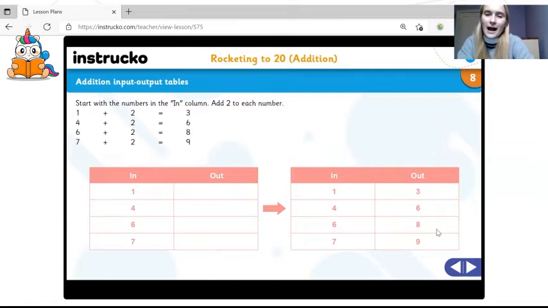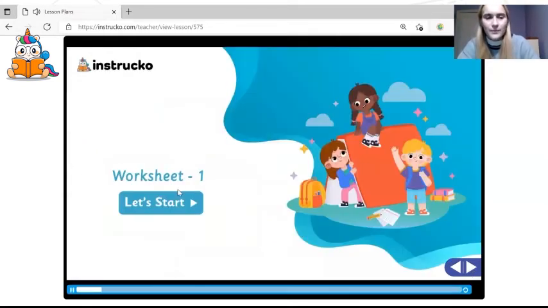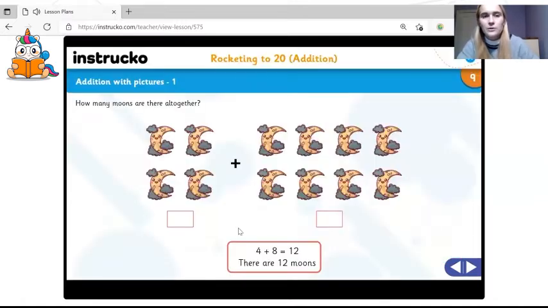And finally, we have 7 in our in column, and that plus 2 equals 9. So we have 9 in our out column. Excellent. So now we would do a worksheet. So this you would do in your own time in the lesson.